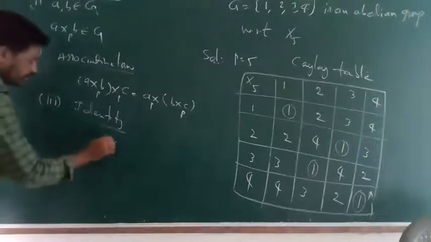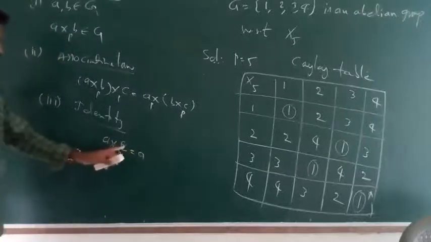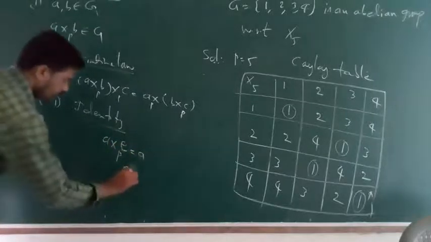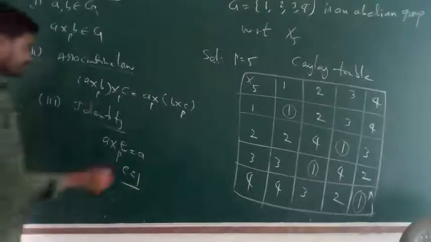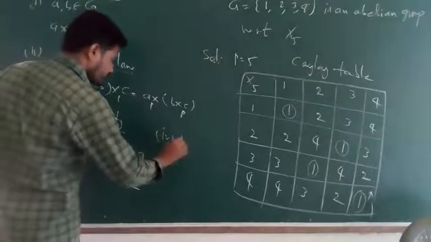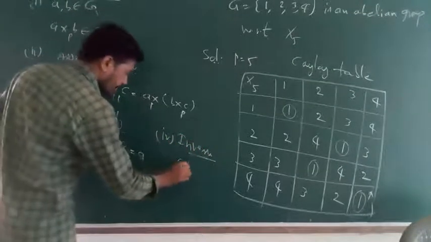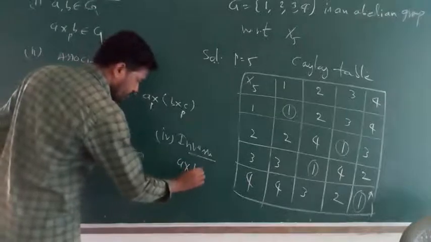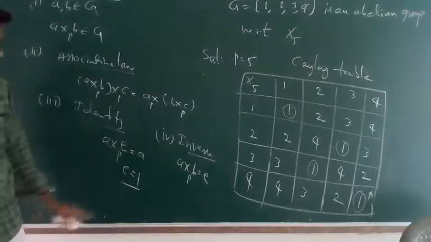Identify what is A cross E with respect to P is equal to A. So E is 1 in this problem. Identity equal to 1. Closure, associative, identity and inverse. What is inverse? A cross B with respect to P is equal to E. So B is the inverse of A.